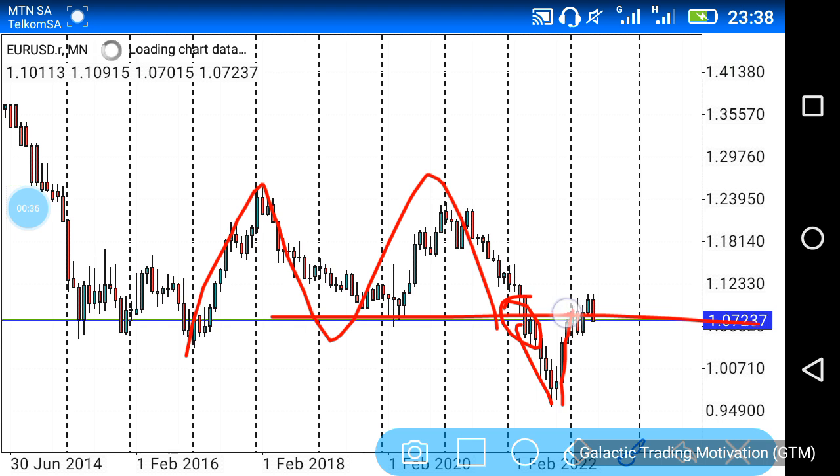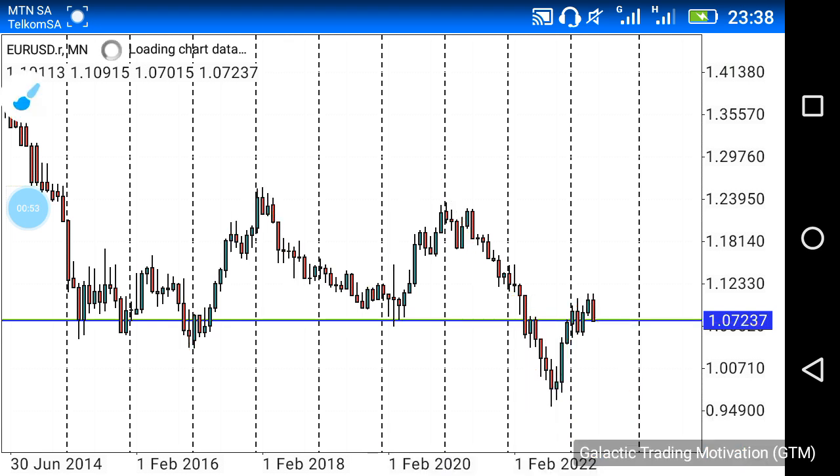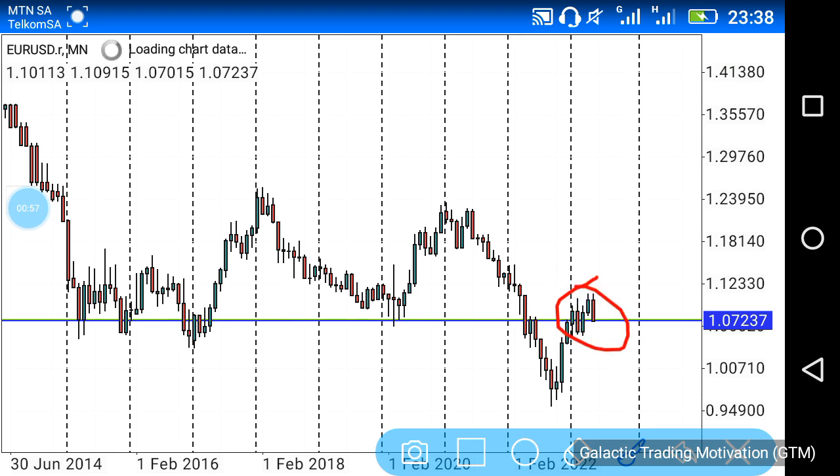However, we saw at this point the market giving us a further stop hunt to the top, and chances are at this point we're going to see the market move further down to around this level, which is the previous support level. And at this point in time, as I said, we should be looking for potential selling opportunities at this point, in my very humble opinion.